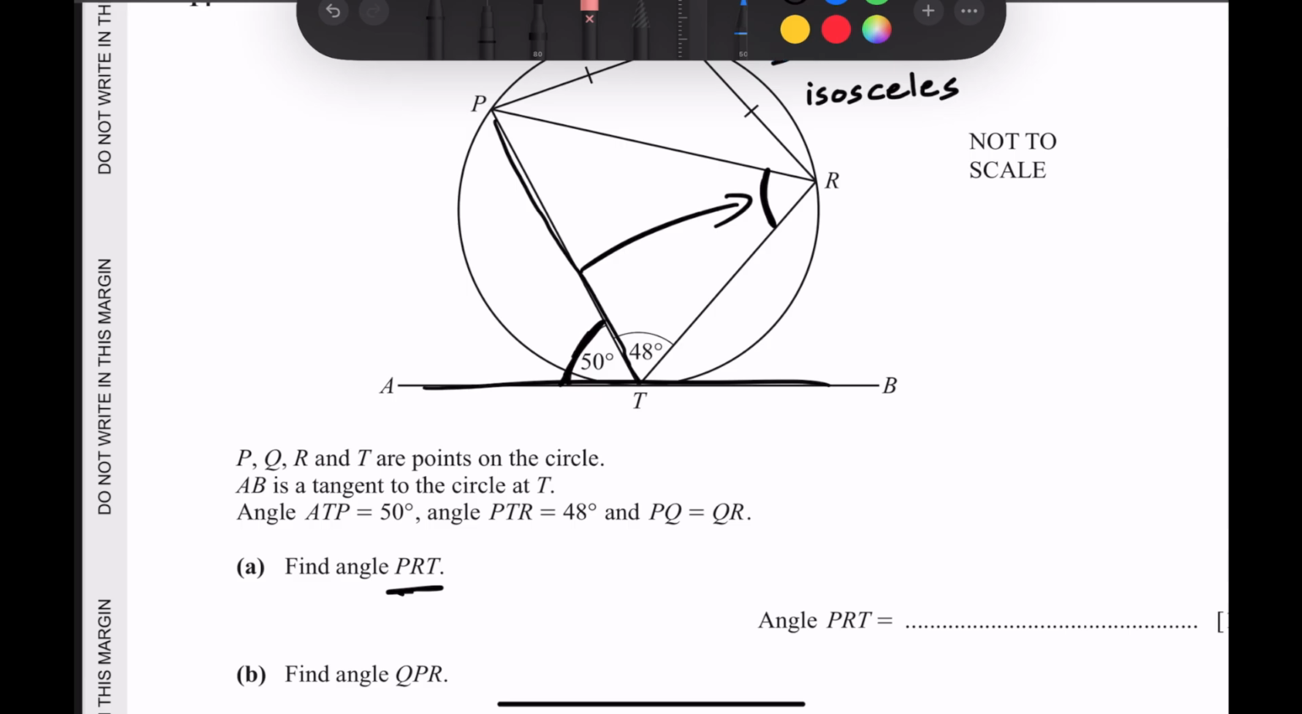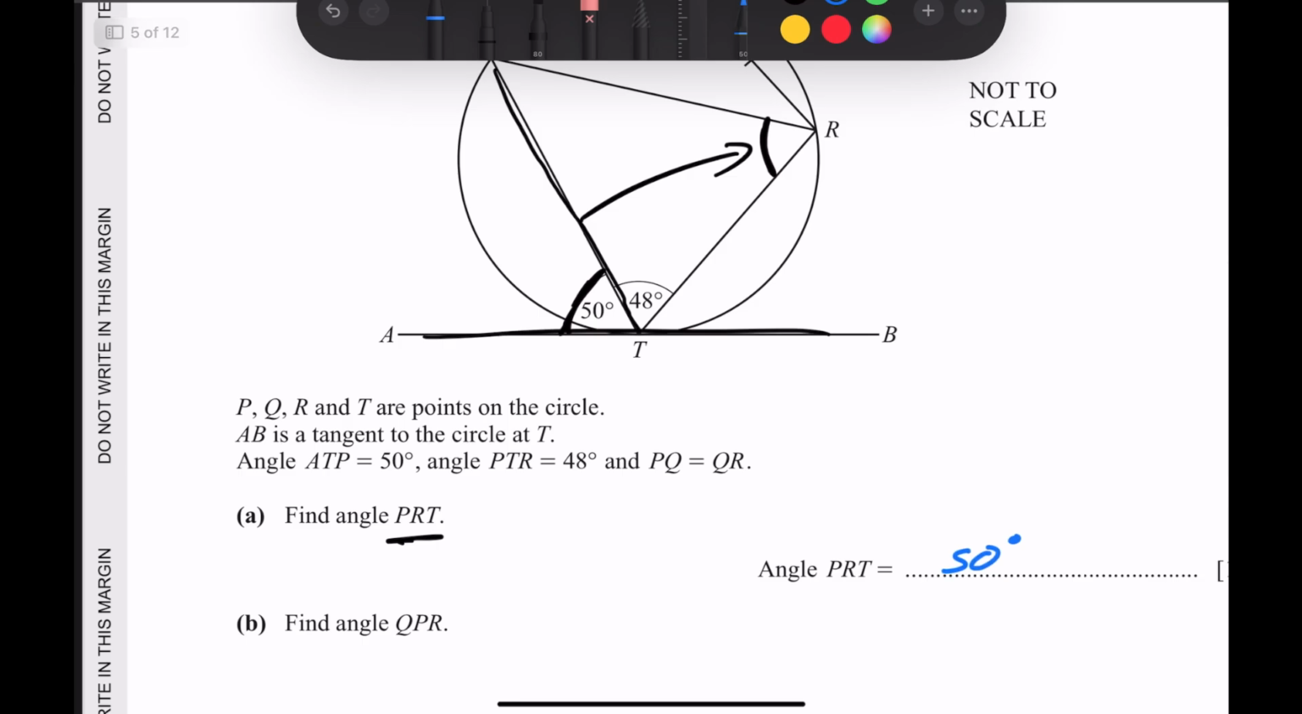So since the angle between the tangent AB and the chord PT is equal to 50 degrees, this means that the angle that's opposite PT, which is in this case angle PRT, is equal to 50 degrees as well. For more information about this, you can search up or watch videos on the alternate segment theorem for circles.